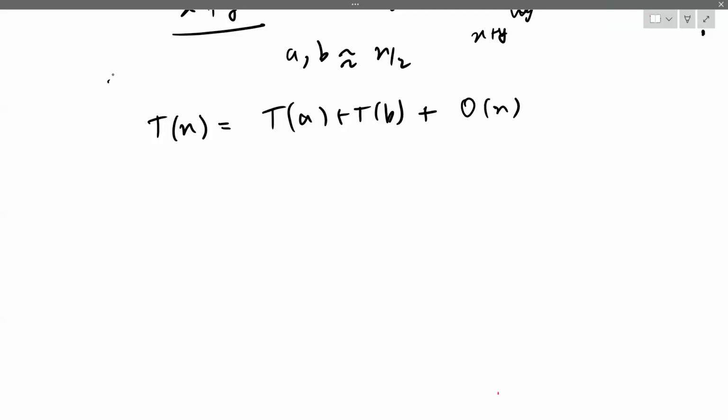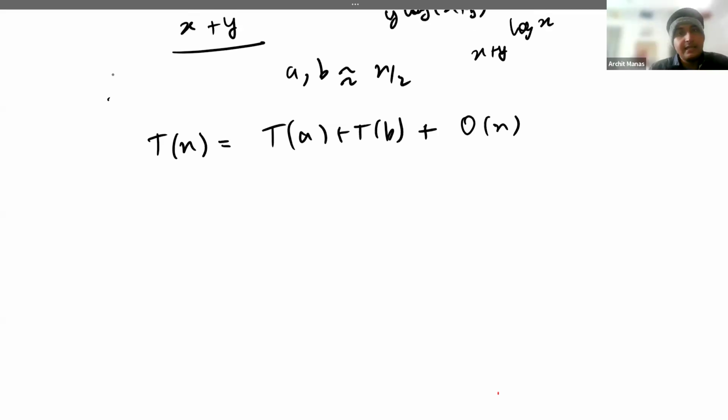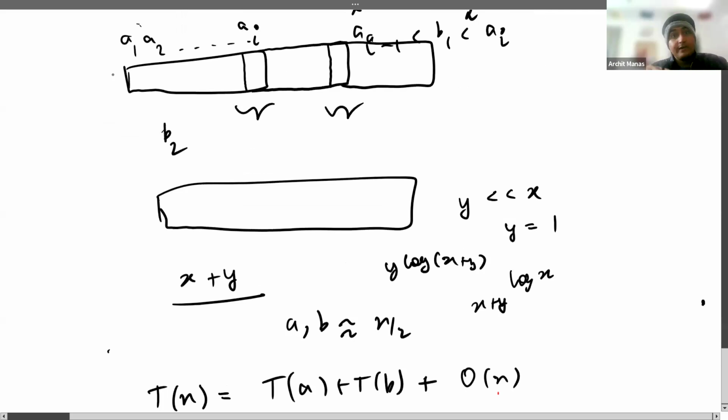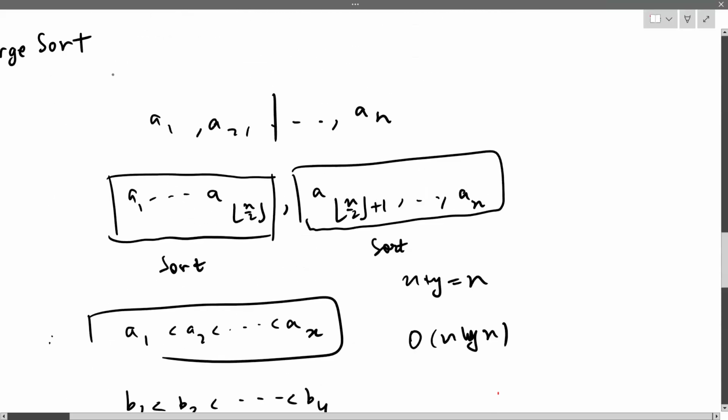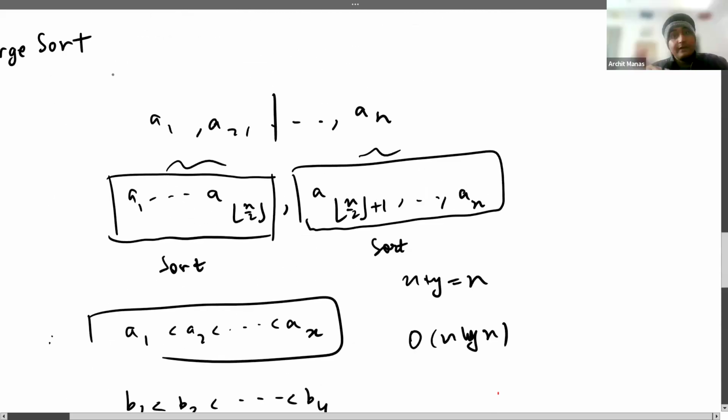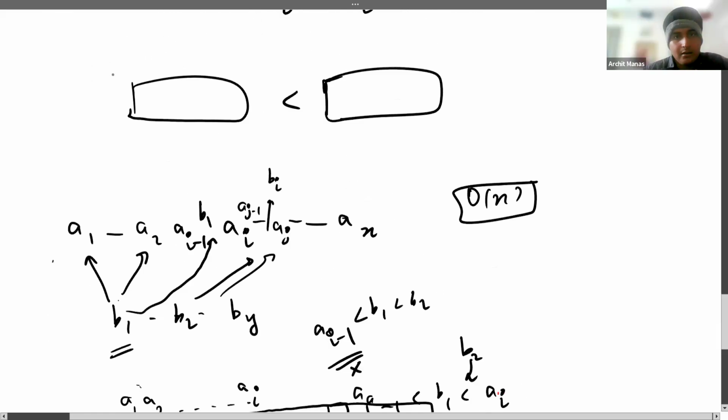Why the plus order n? Won't it be plus order 1? Oh, yes. Because you take up to linear steps to actually merge these two sequences, right? You'd need a linear number of operations. Why n be approximately n by 2? Because that's up to us, right? How we split the problem size. We chose something like roughly half, middle of the pack.